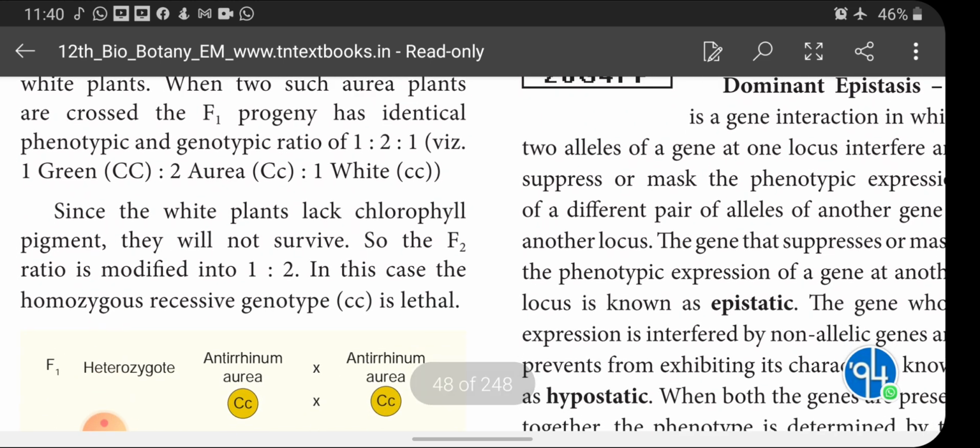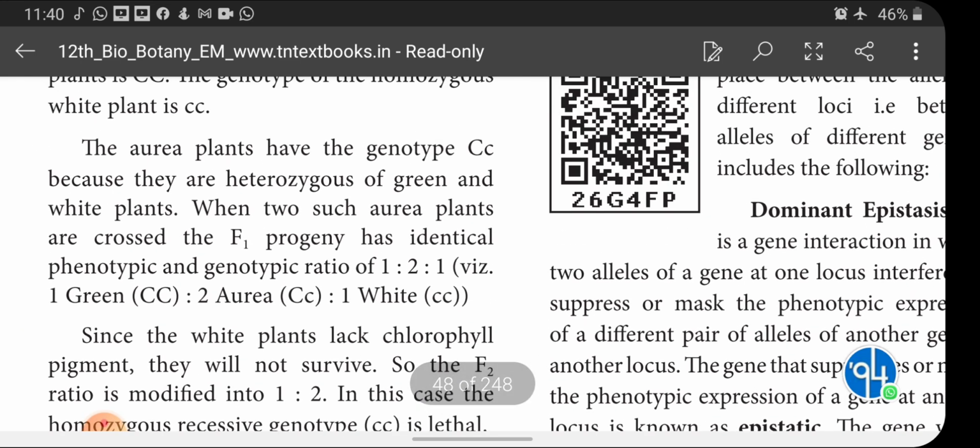So the F2 ratio is modified into 1:2. In this case, the homozygous recessive genotype, small c small c, is lethal. Actually, it is like a monohybrid cross only, children.